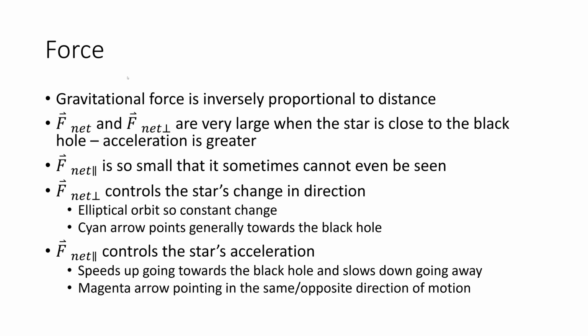The perpendicular component changes the star's direction. This is non-zero throughout the orbit because the star moves in an ellipse, so it is always changing direction. It is also generally towards the black hole. Fnet parallel controls the star's acceleration. The star speeds up going towards the black hole and slows down going away. The magenta arrow points in the same or opposite direction of motion depending on the sign of acceleration.